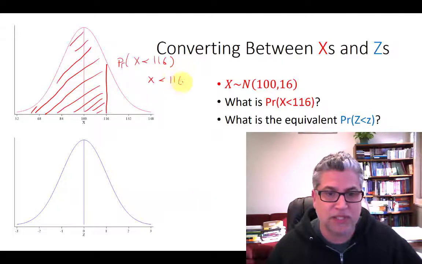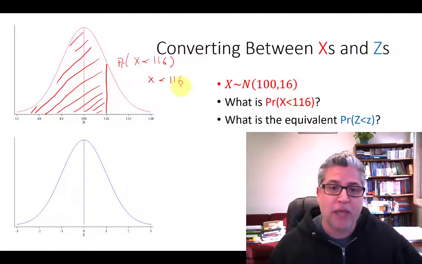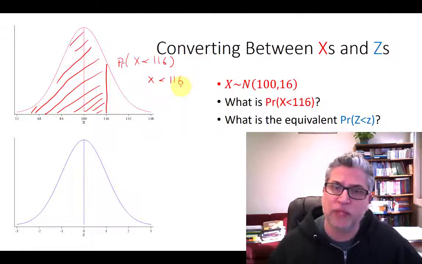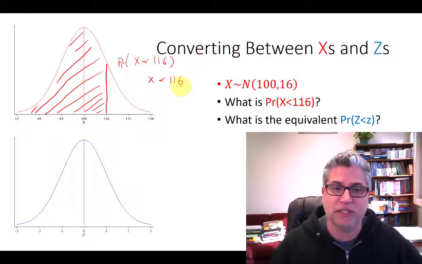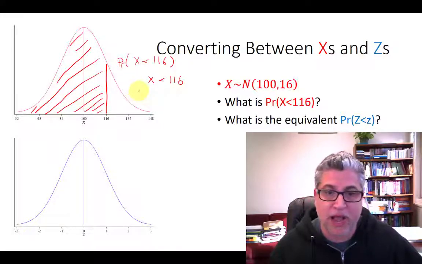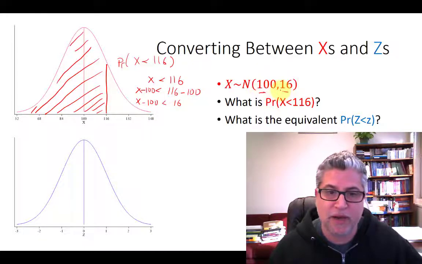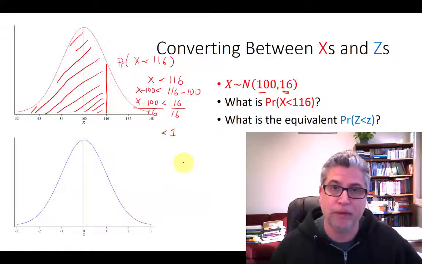X less than 116 is a valid algebraic expression, and we can modify it just as long as we do that modification to both sides of the inequality. So we can subtract off anything from both sides. So we could subtract off 100. So that leaves us with 16. And then we can divide by any number. We could divide by this number, the standard deviation. 16 divided by 16 is just 1.